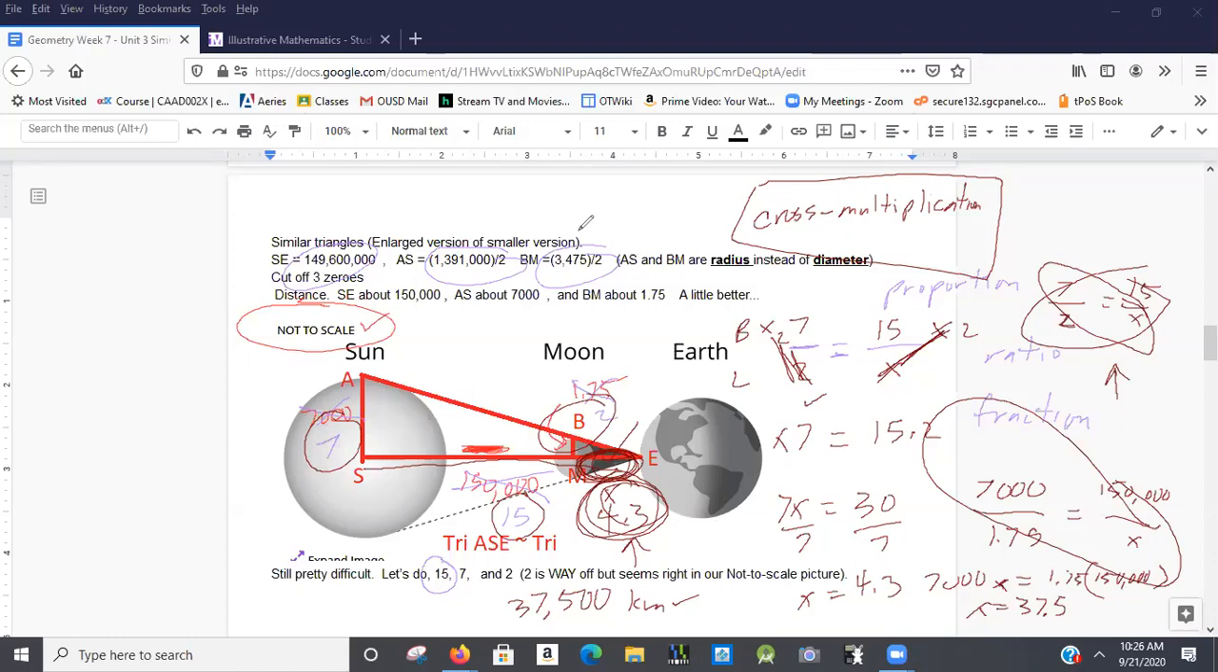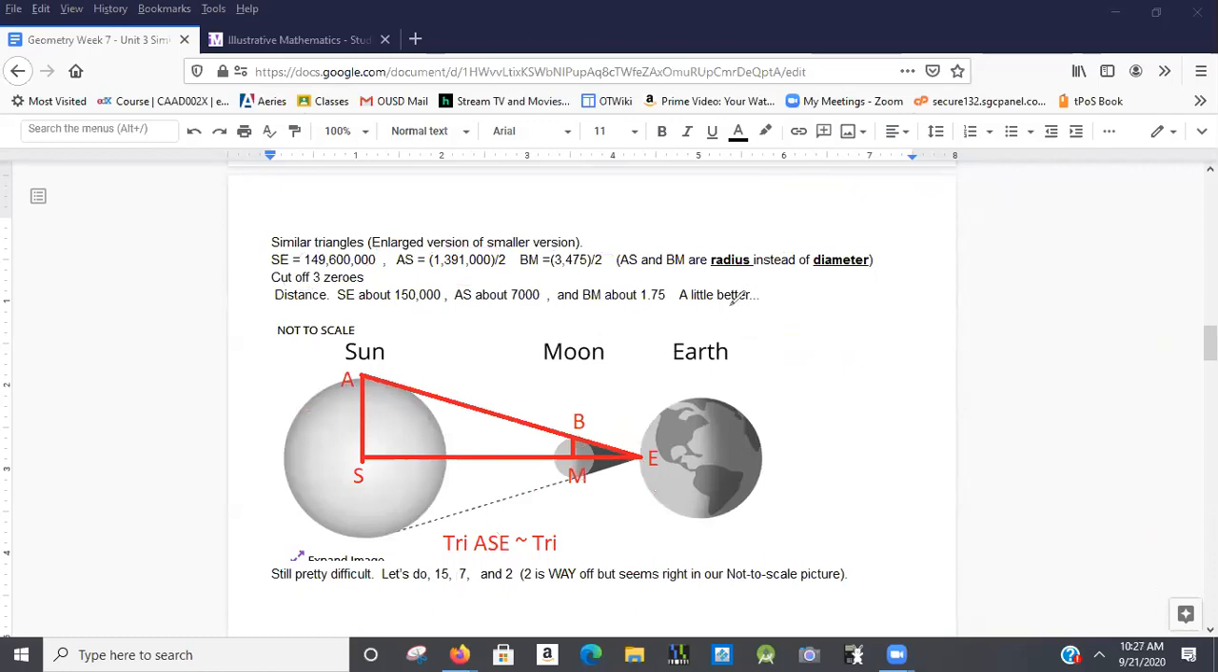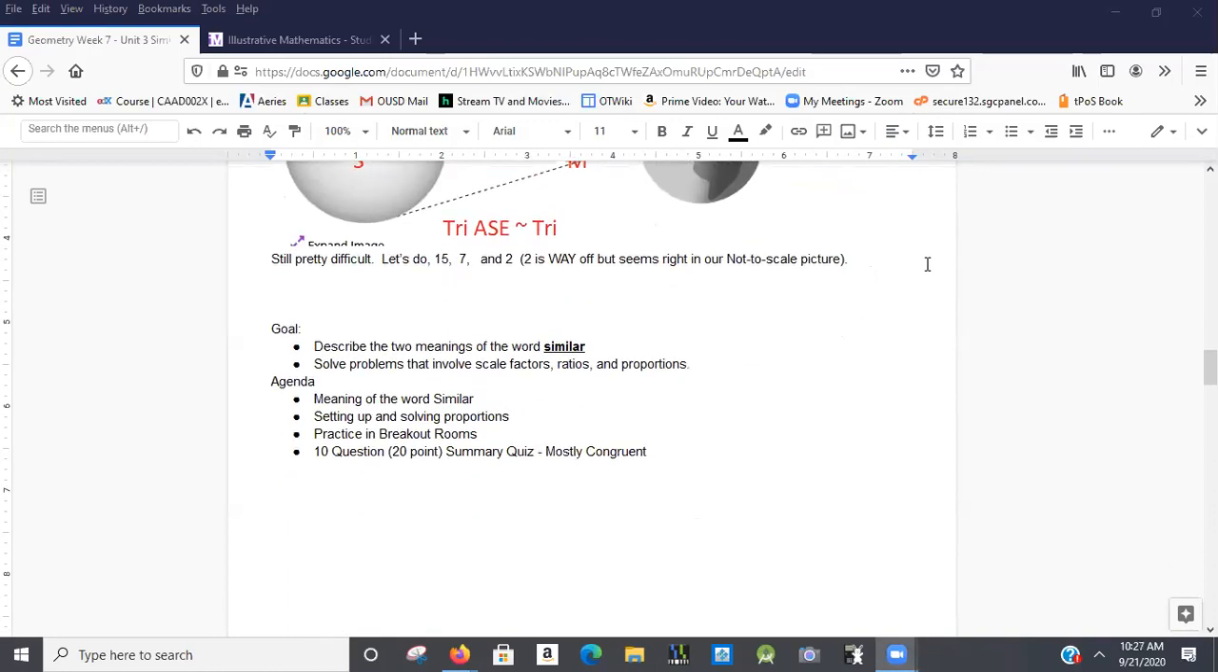Okay, so that was a very complicated intro to what you're going to get a little more time to do, and I've got it recording now, and I'm actually going to record one more thing, which is us going through. All right. So our goal here is to talk about similar, what that word means, and it actually has 2 meanings depending on the context you're using it in. One's math and one's what you probably already know it means. And then we're going to solve some problems involving scale factors, ratios, and proportions.